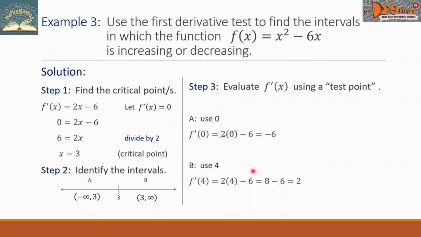Let us now conclude whether increasing or decreasing for the interval. For interval a, the value is negative. So we say that it is decreasing on interval a. What about interval b? The value is positive value. So we say that it is increasing on interval b.